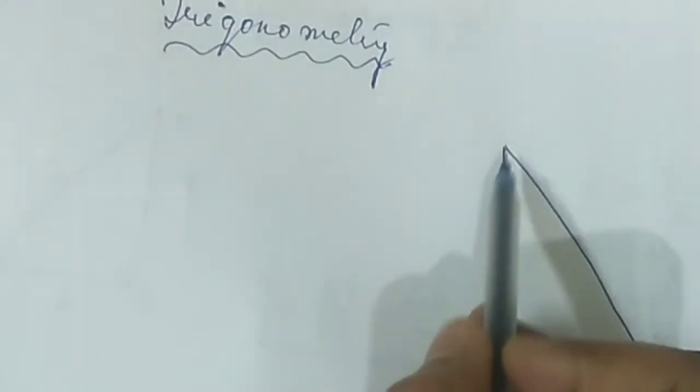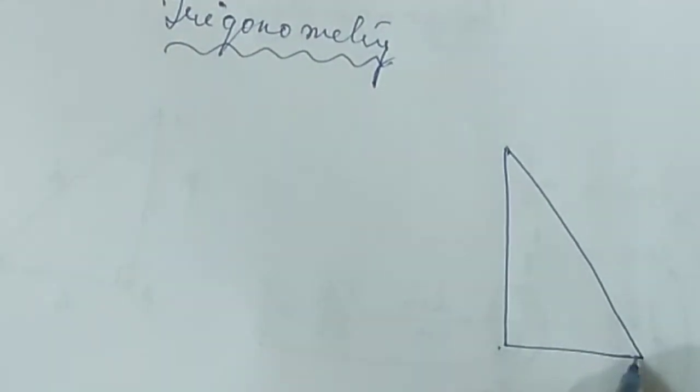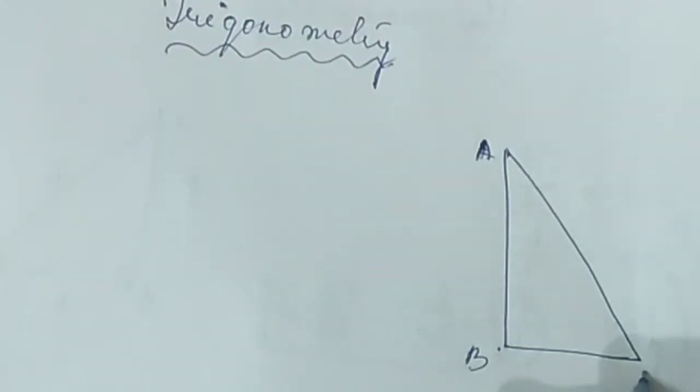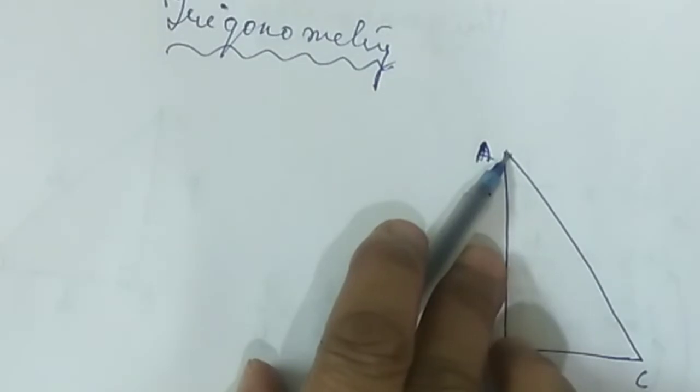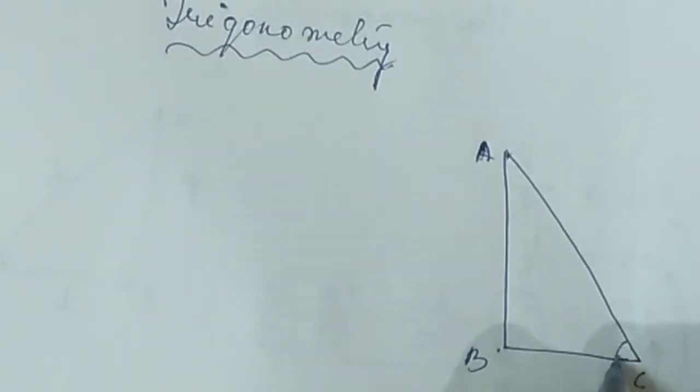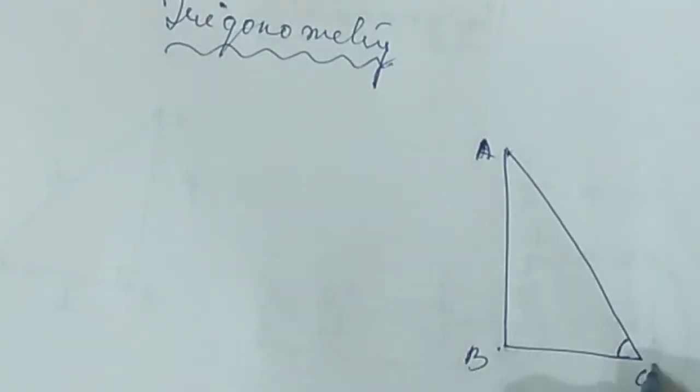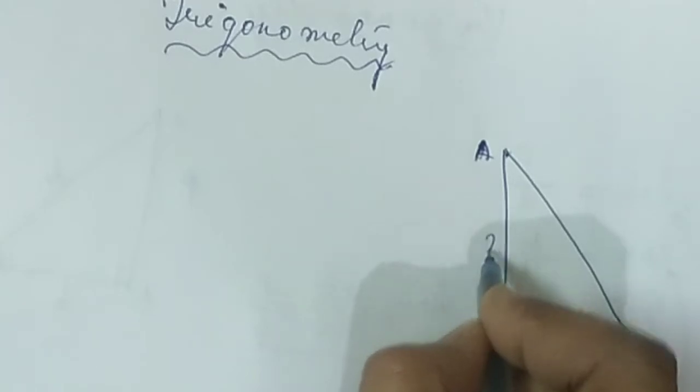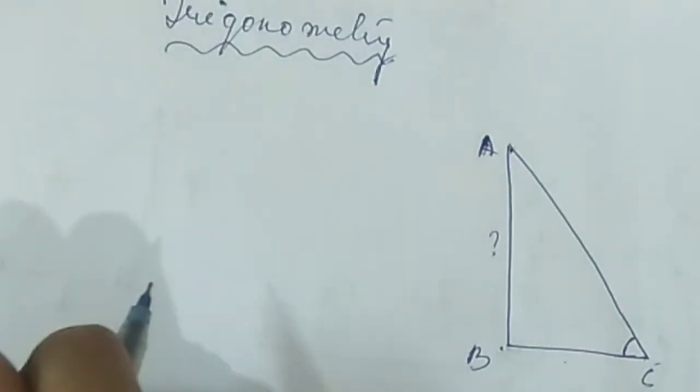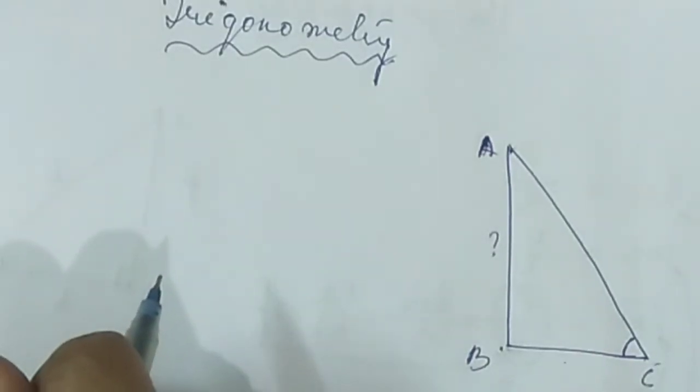Suppose this is a building, AB is a building, and you are standing at the point C and watching the top of the building. If you know this angle and the distance at which you are standing from the foot of the building, then you can find the height easily by using this trigonometry. So it has many types of applications.